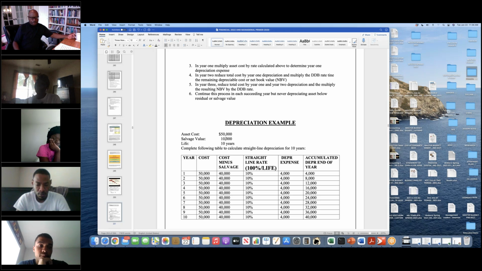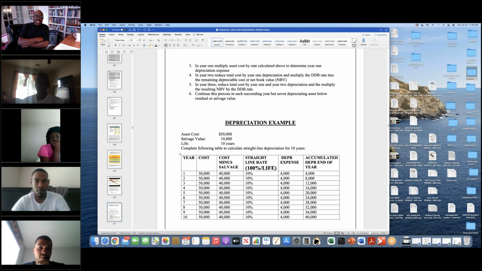We get the cost, we subtract out the salvage, 10,000, this is what we're going to depreciate. We divide 100%, that's always the same for straight line, to come up with this 10% rate. 10% times 40 is 4,000. So at the end of the first year, the accumulated depreciation is 4,000. And then the second year, another 4,000. Third year, another 4,000. And we continue with that process.